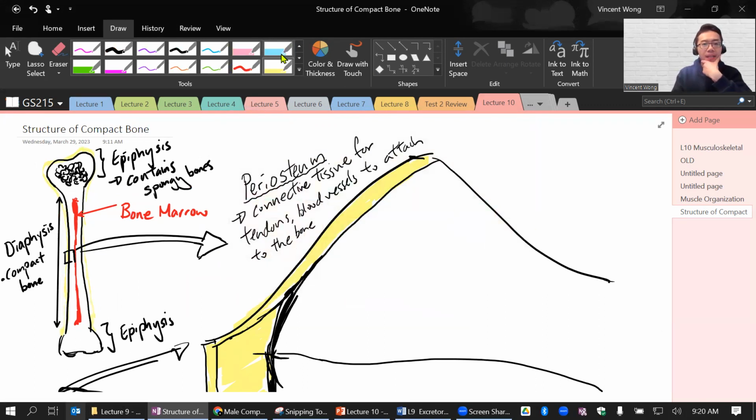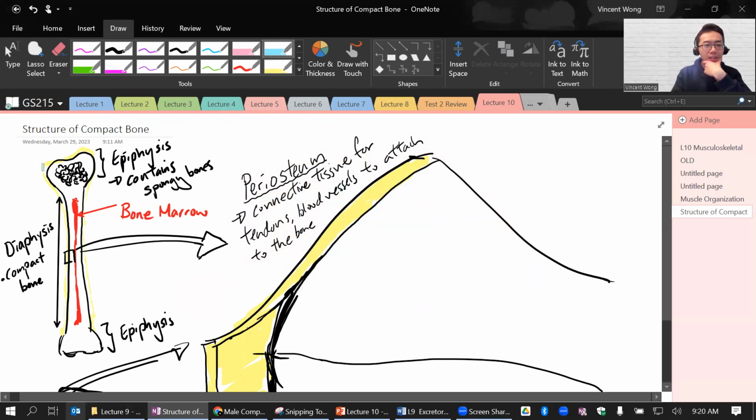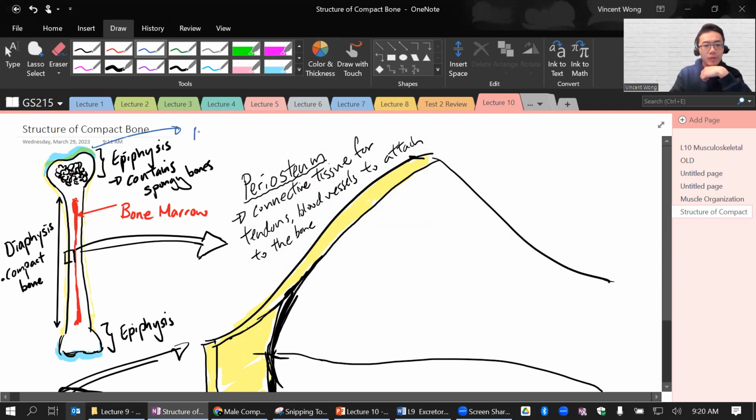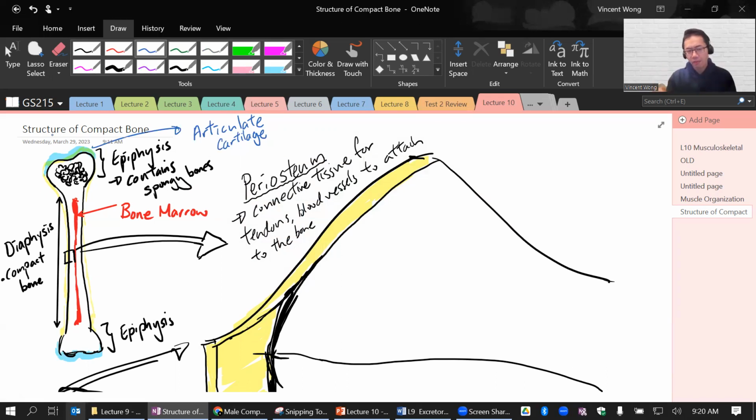Oh, I forgot something. I'm sorry. Over here at the epiphysis, there's going to be a little bit of cartilage. That is called the articular cartilage. This is where it's gonna make a joint with another bone. And whenever you have a joint that rubs together, there's gonna be a lot of friction and stuff like that. So the cartilage helps prevent wear and tear.